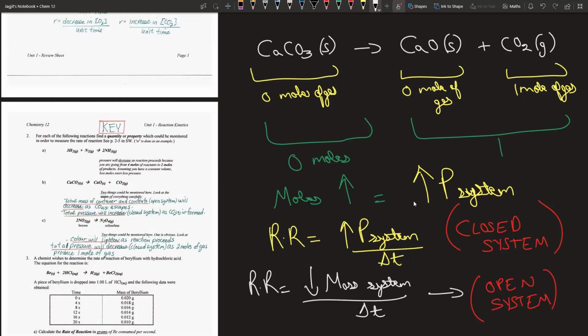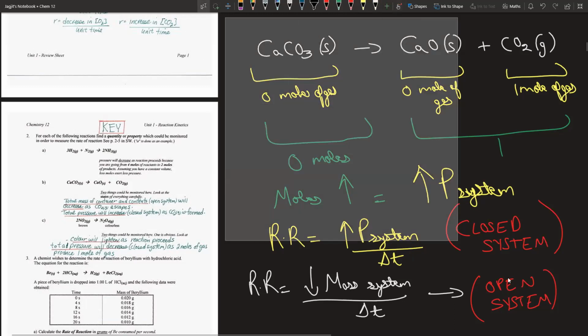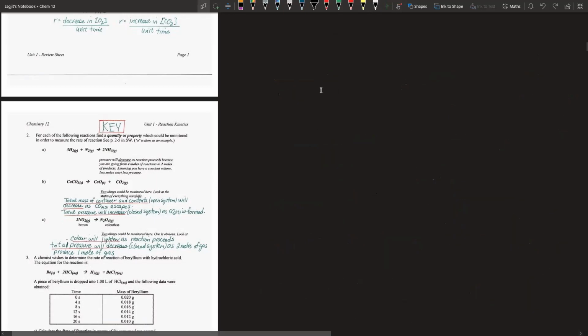If it's an open system, then I know this was a solid. It produced a solid and a gas, but this gas will disappear, so my mass is going to start decreasing. In that case, you can measure it as decrease in mass of the system over change in time. Straightforward, correct? Okay, excellent. Let's have a look at the next one.